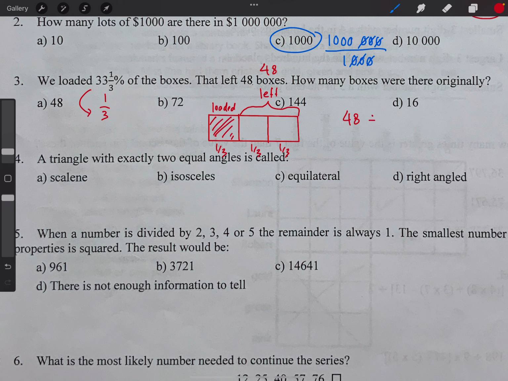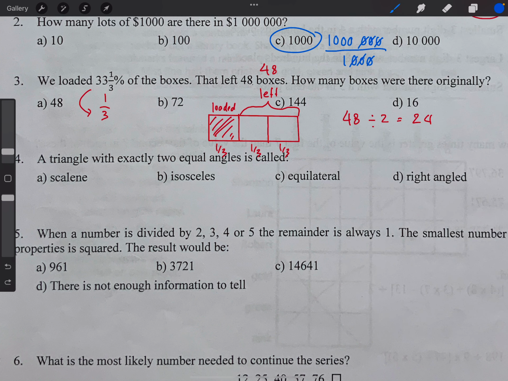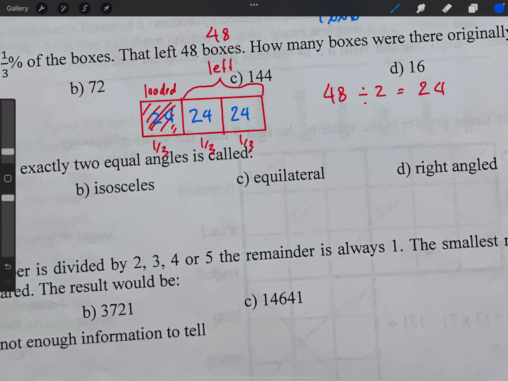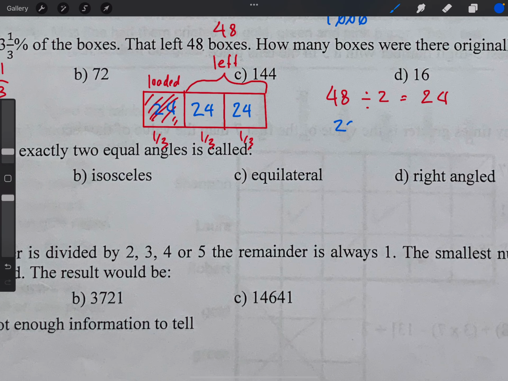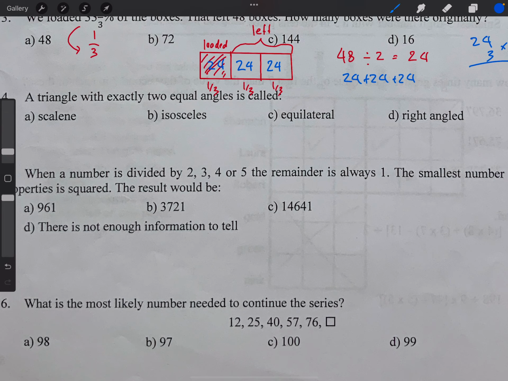Alright, 48 divided by 2, and you're going to get 24. That means that each of these is 24. Let me put it in blue. How many boxes were there originally? So originally there was 24 plus 24 plus 24, or you can do 24 times 3, and work it out, get the answer.